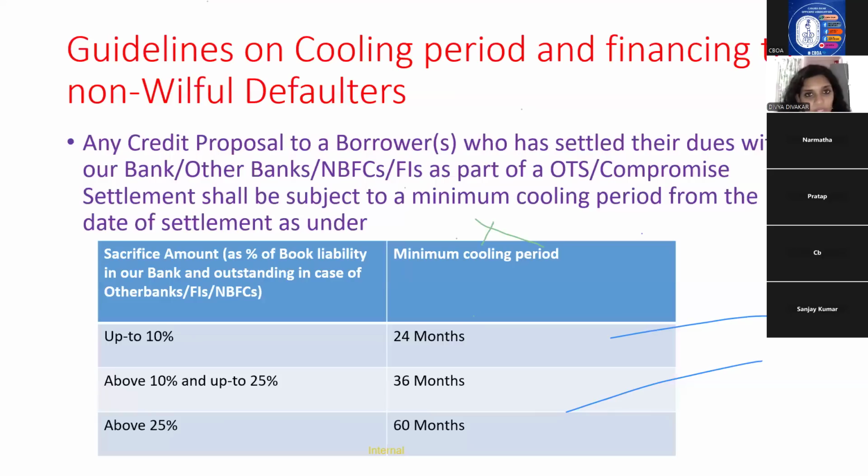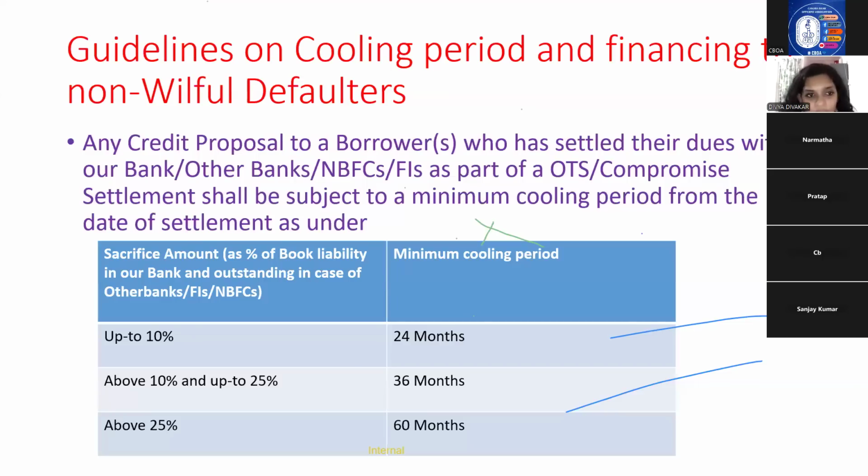or NBFCs or financial institution as part of OTS compromise, they are supposed to, when they approach us, for example, any customer who has done an OTS earlier with us or any other banks and all. So if they're approaching us again for any advances, it's about the cooling period that we are supposed to keep. For example, it depends on the sacrifice amount.